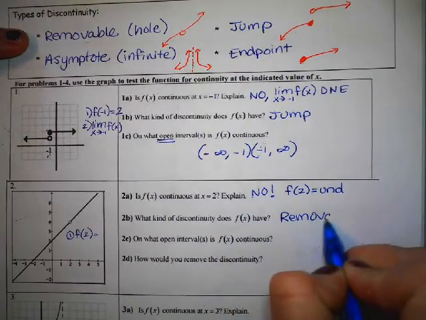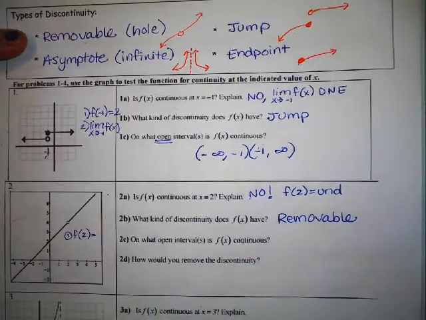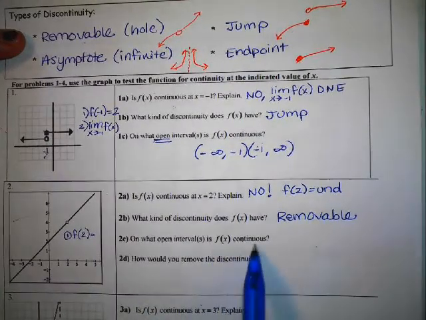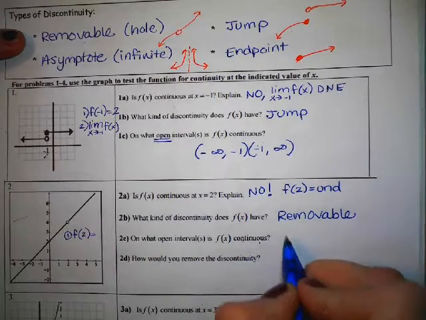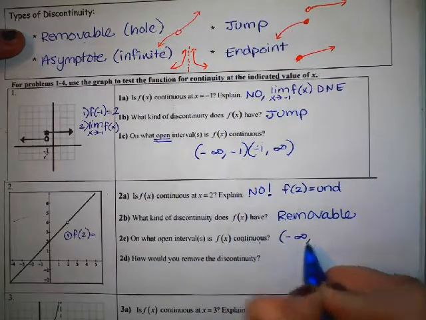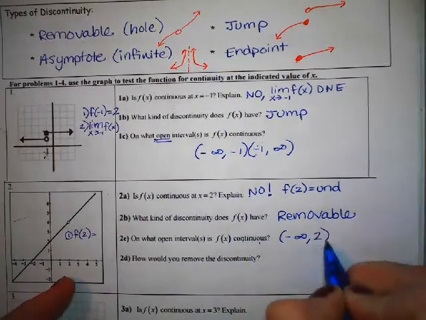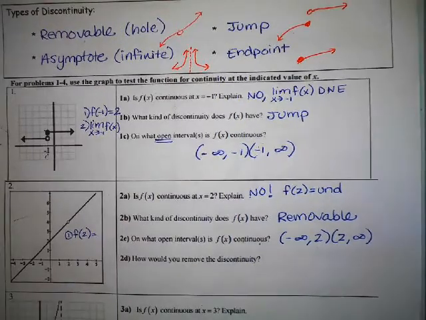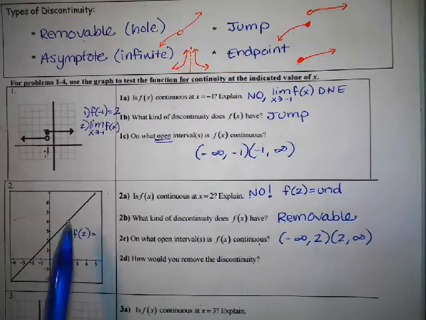And it's going to be removable. There's a hole in the middle of my graph, and that's the only problem there. On what open intervals is the function continuous? Negative infinity up to 2, and then 2 up to infinity. And then there's part D on this one that says, how would you remove the discontinuity? What that means is, what could you do with this problem to make it continuous?